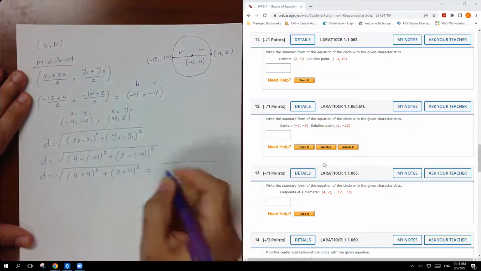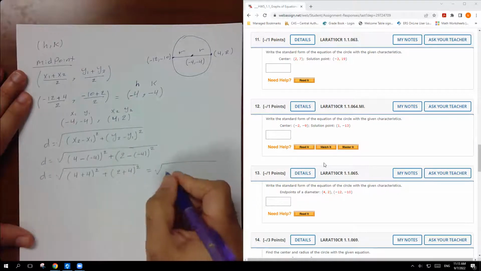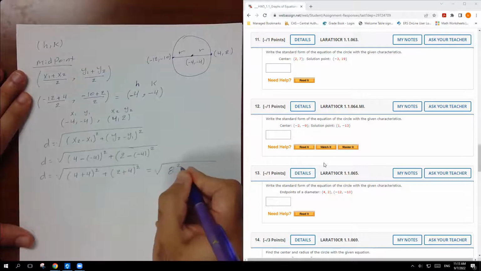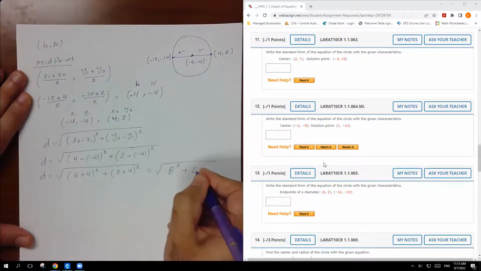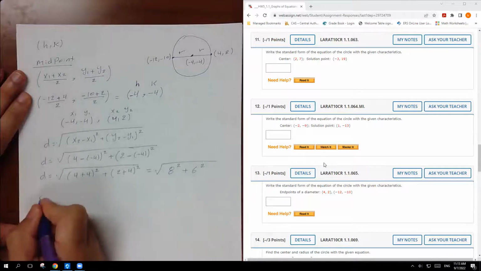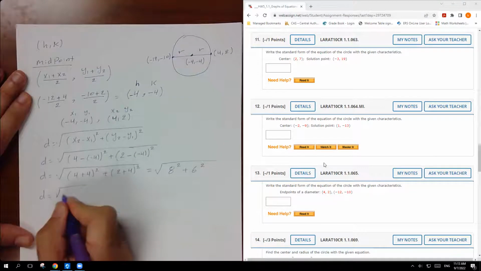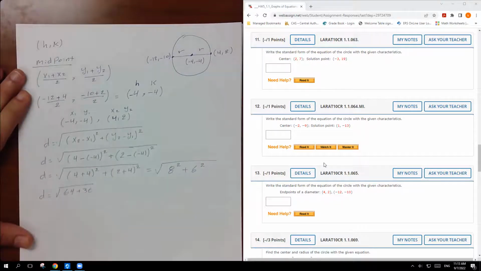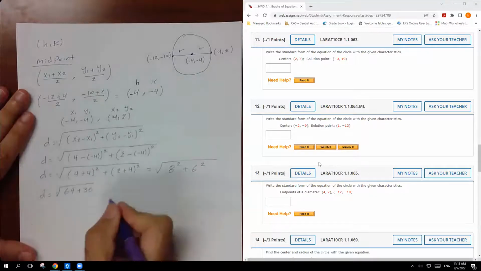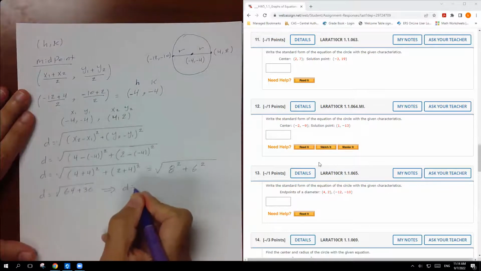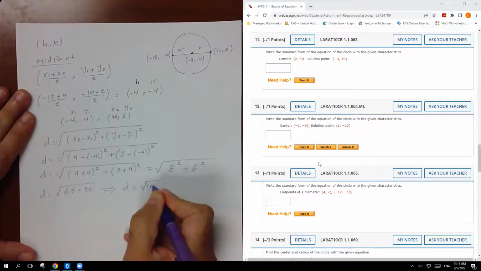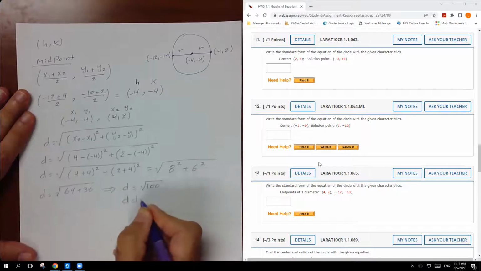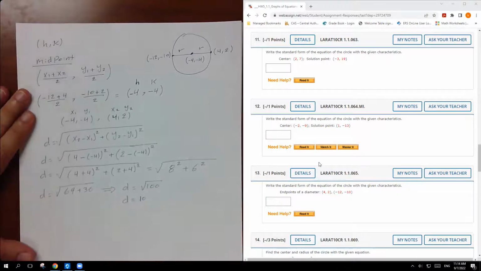That means it's going to be equal 8 square plus 6 square. So the distance is going to be 64 plus 36. You see, we have to keep going until we get the distance. Keep going. That means the distance is going to be the square root of 100. The distance is going to be 10. The square root of 100 is going to be 10.